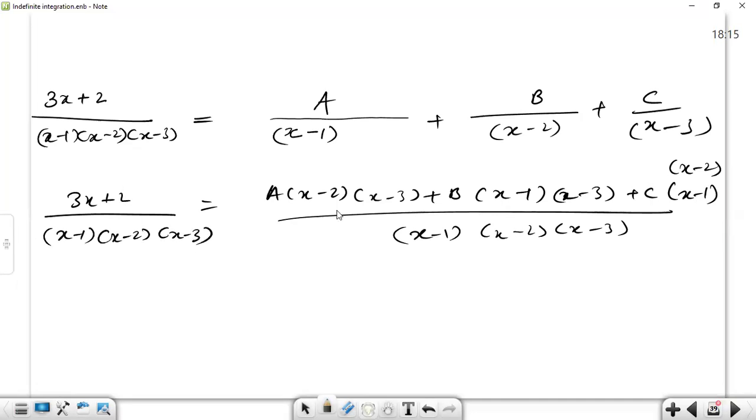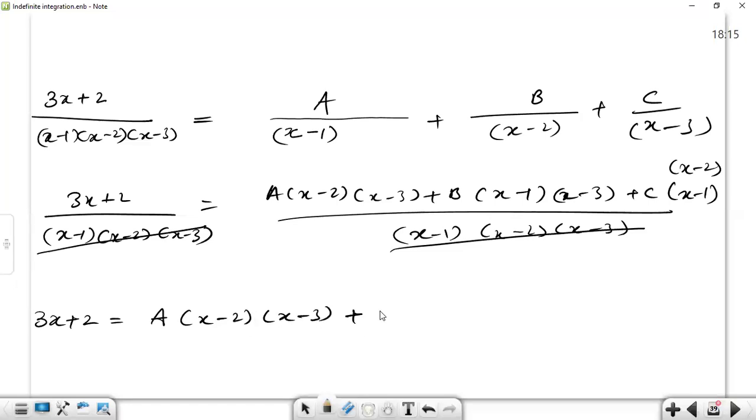So now we can see on both sides the denominator is the same, so it will cancel. Now we have a simpler form: 3x plus 2 equals a into x minus 2, x minus 3, plus b into x minus 1, x minus 3, plus c into x minus 1, x minus 2. So what we have done here, our purpose was to write the given function in this form, that this function must be equal to this, but we do not know the specific values of a, b, and c. So that's why we are equating it and solving it further.